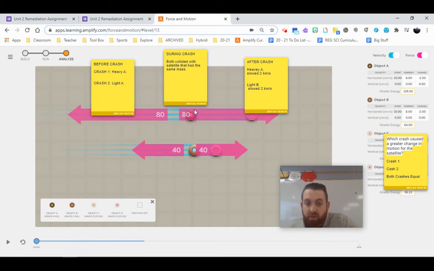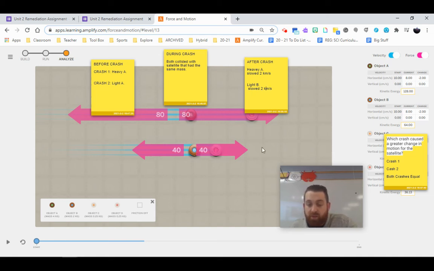You'll notice two things. Our larger object, like we said, needed that larger force in order to slow to that 2 kilometers. Our lighter object needed a smaller force to slow by 2 kilometers. Again, notice 10 to 8, 10 to 8, that's a change of 2. Larger object needed a larger force to change its velocity by 2. Smaller object needed a smaller force to change it by 2. Whatever A felt, so did C. Whatever B felt in terms of the force exerted, so did D.